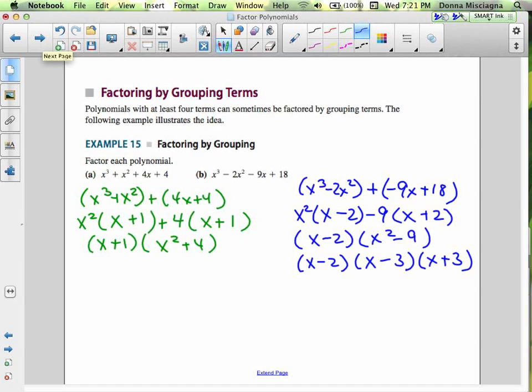All right, so just reviewing a little bit of factor by grouping for polynomials and using what you've learned in terms of factoring out a common binomial and factor by grouping with fractional exponents, rational exponents.